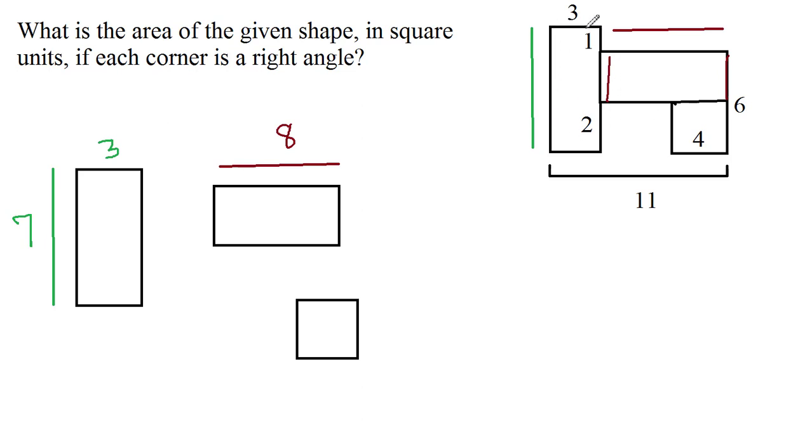So we know that this entire length is 7. This length is 2, and this length is 1. 7 minus 1 and minus 2 will give us this length. So this length is 4.